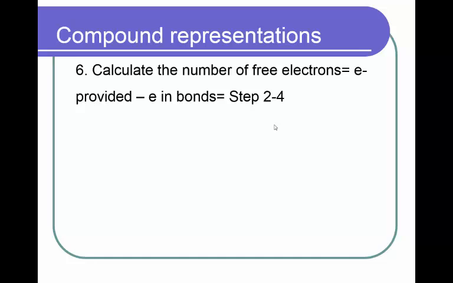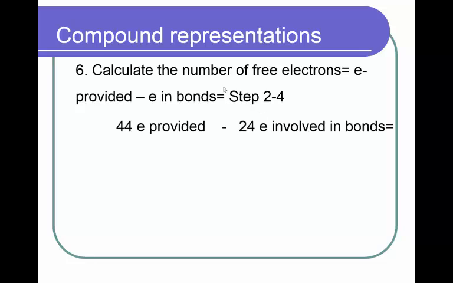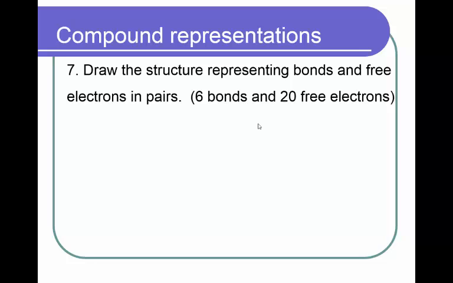Step number 6, we calculate the number of free electrons. So that's the difference between the electrons required and the electrons in bonds. This gives us a total of 44 electrons required by every atom in the molecule minus 12 electrons involved in bonds. Please watch out that at this point we don't write the 6 bonds, but the 12 electrons involved in them. So that gives us a total of 32 electrons. Okay, so we're now ready to draw our structure. Remember, we're going to use 6 bonds and 20 free electrons.